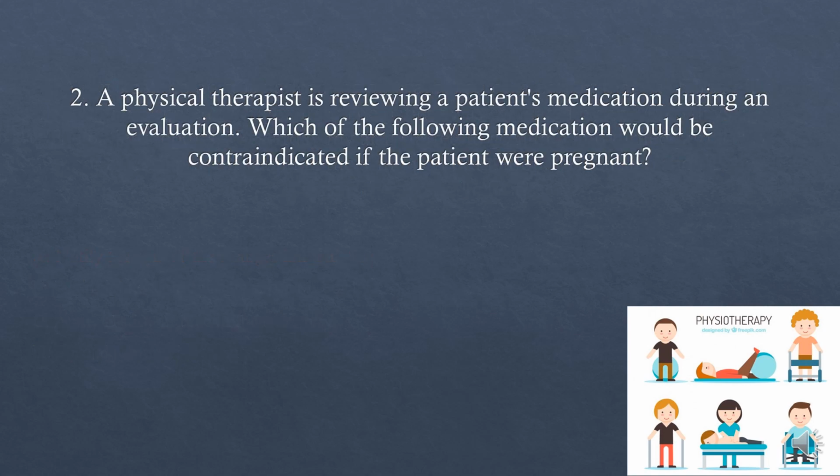Question number 2. A physical therapist is reviewing a patient's medication during an evaluation. Which of the following medication would be contraindicated if the patient were pregnant? A. Coumadin. B. Celebrex. C. Catapres. D. Habitrol. And the answer is letter A, Coumadin. Let's go to the next question.